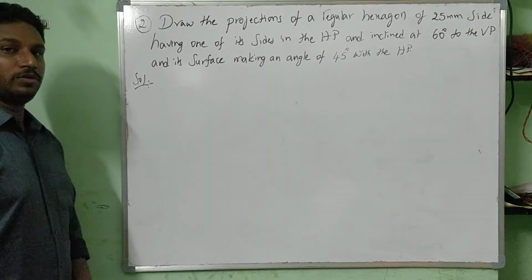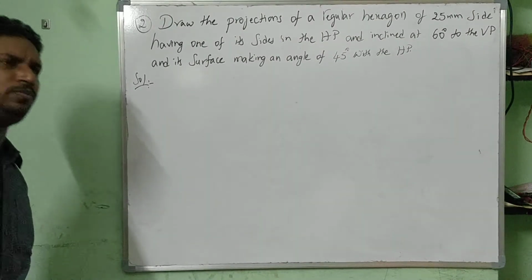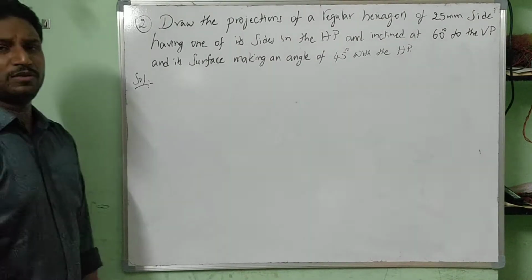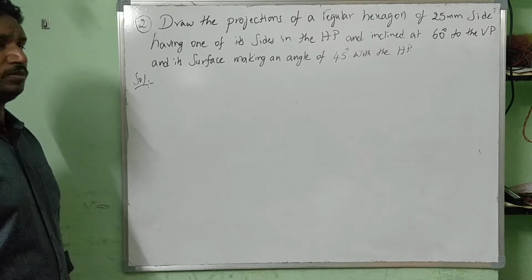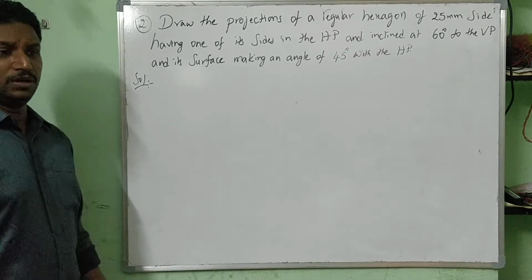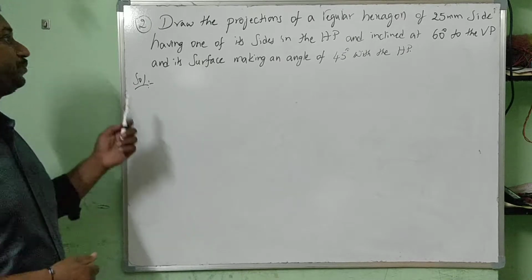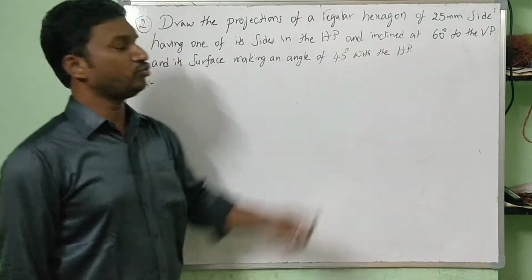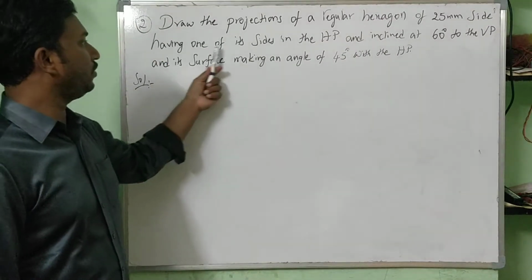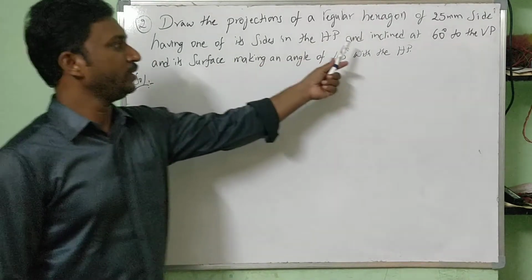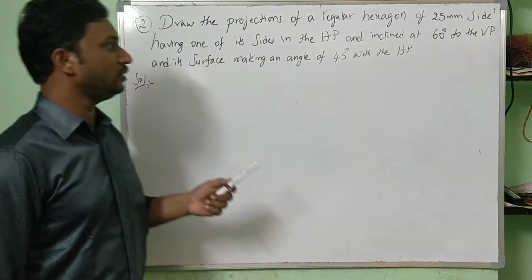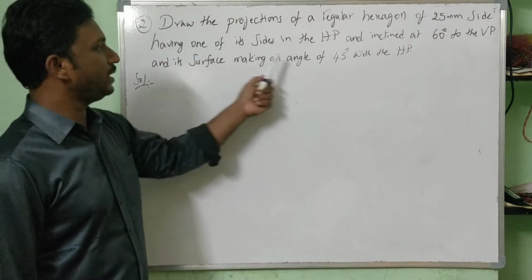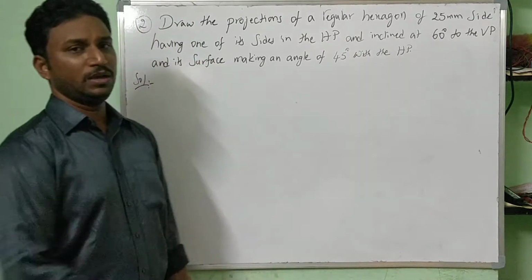Hello students, welcome to our next problem, exercise number 9, problem number 2, projections of planes inclined to both the planes. Previously we have discussed a square problem. Second one, let's see the problem. Draw the projections of a regular hexagon of 25 mm side having one of its sides in the HP and inclined at 60 degrees to the VP and its surface making an angle of 45 degrees with the HP.